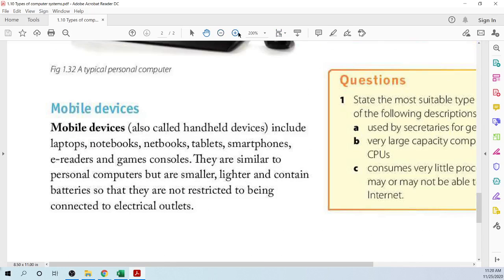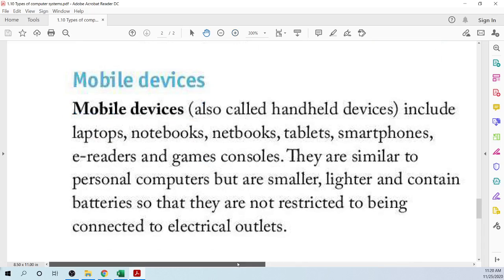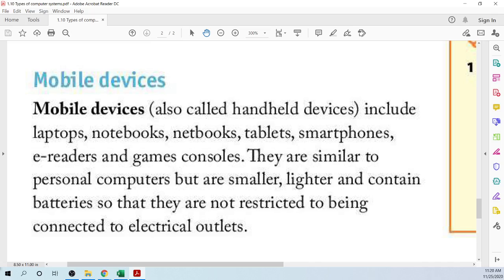So our next type of computer is mobile devices. Let's have Keslin.